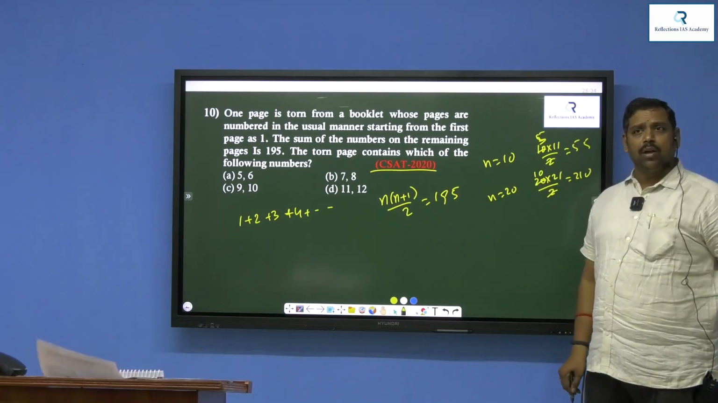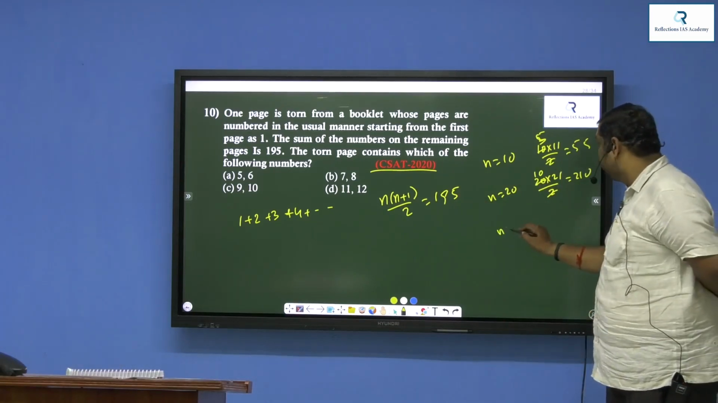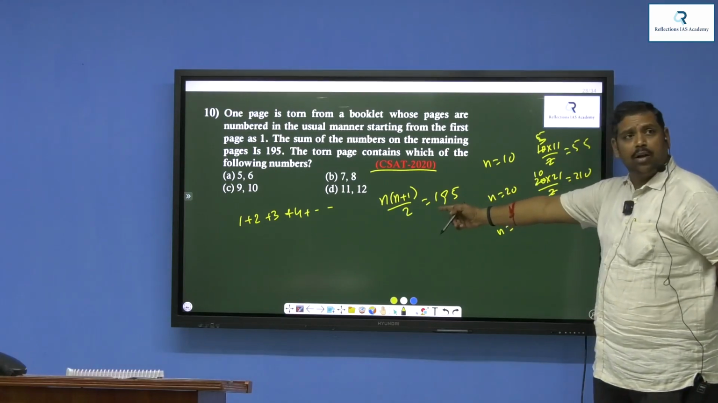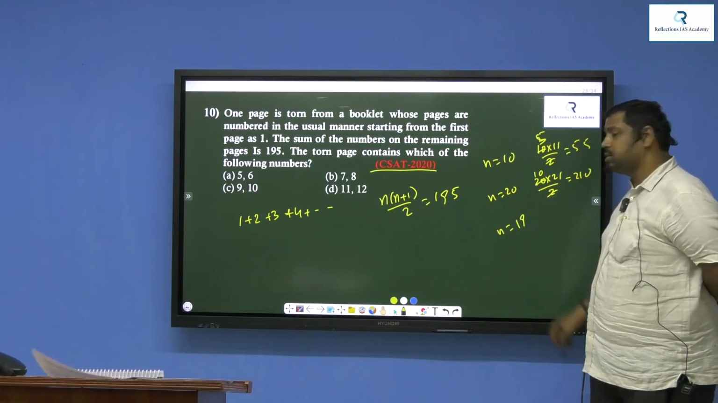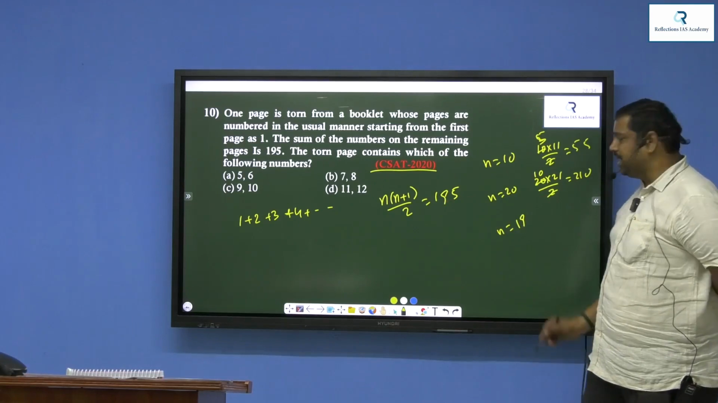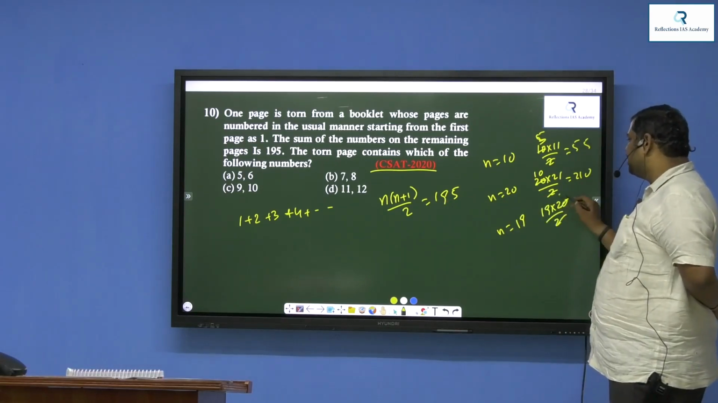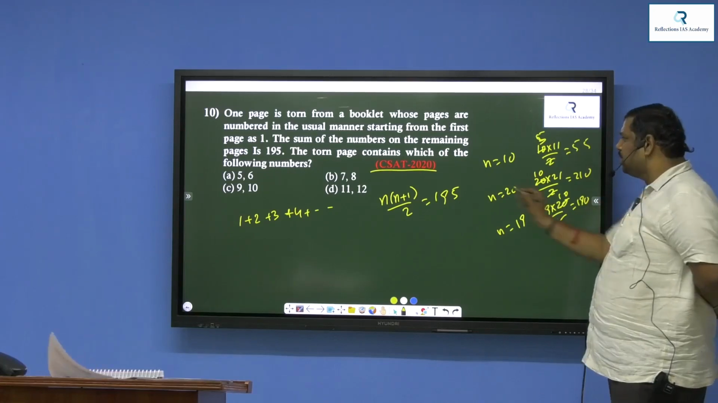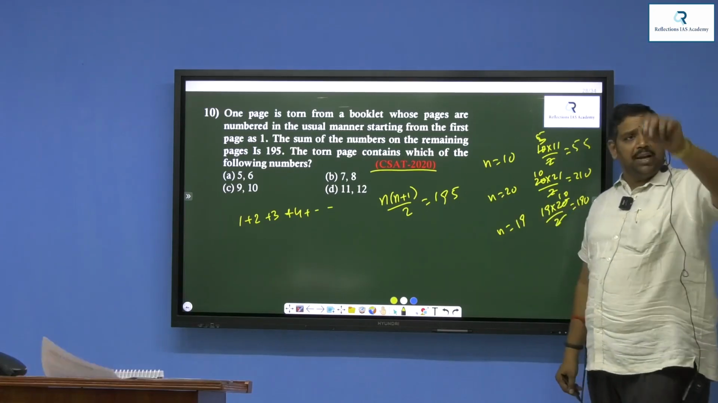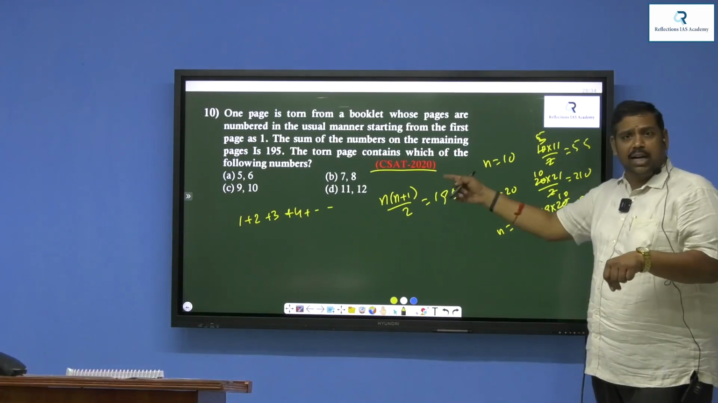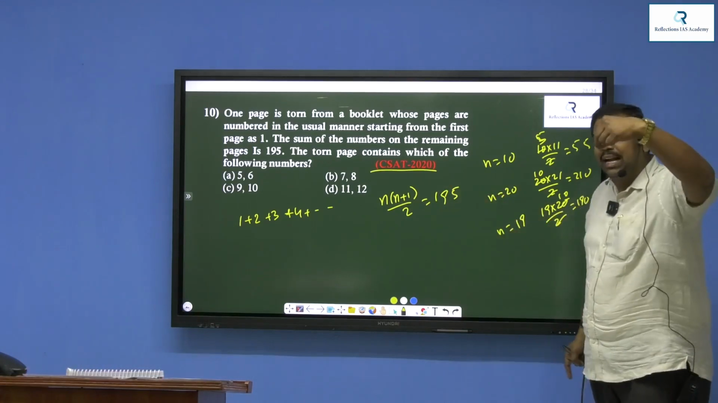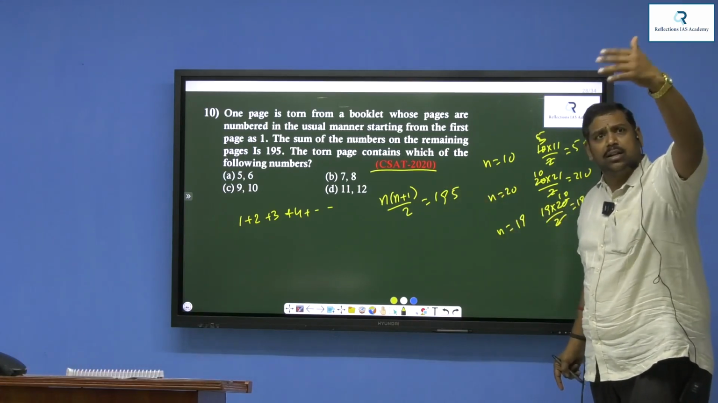Suppose I take n equal to 19, since 20 has already crossed. Let me check what happens. If n is 19, it is 19 into 20 by 2, which is only 190. More than that we already have. If a page was torn, it is 195. If that is also added, it will be 195 or more than that.